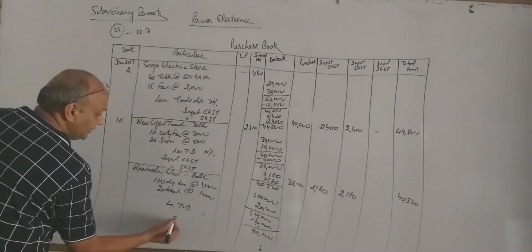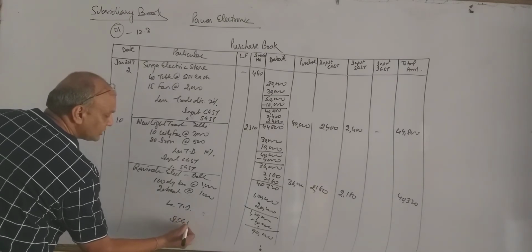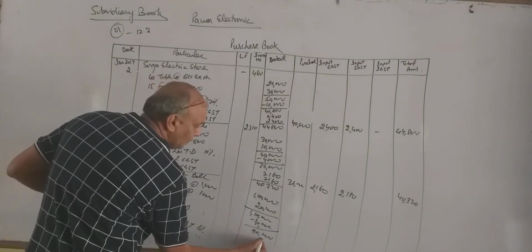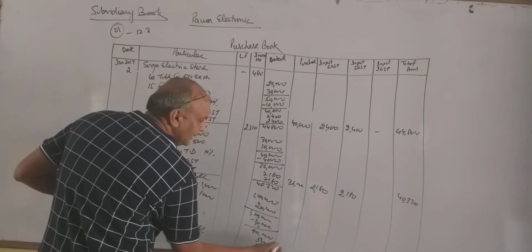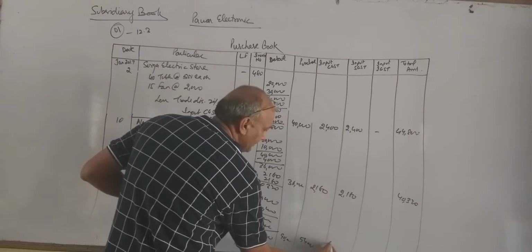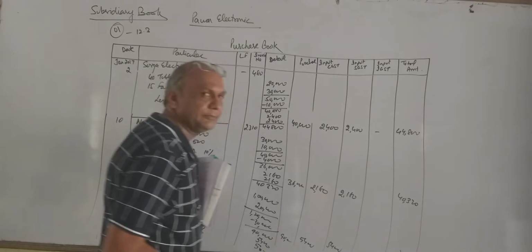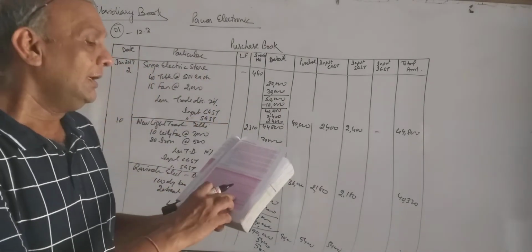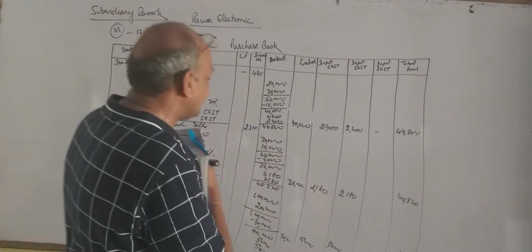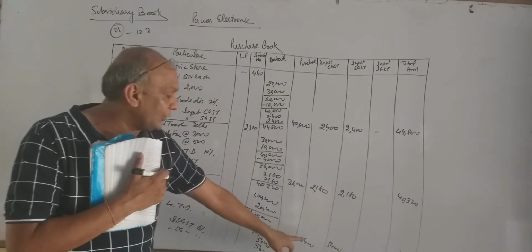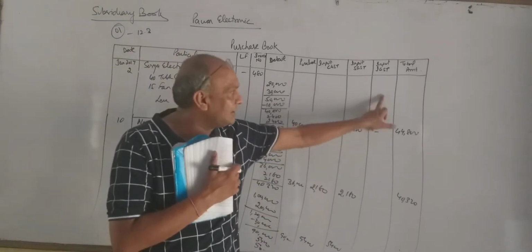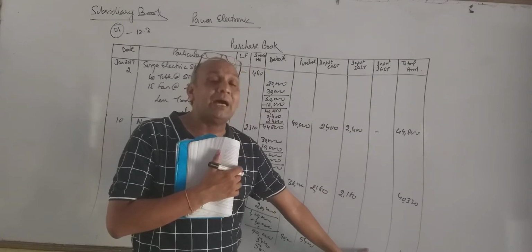Now input CGST, input SGST 6%, 5,400 each. Now here 90,000, 5,400, 5,400, and here the total will come. If this party belongs to outside New Delhi, suppose Haryana, Punjab or Rajasthan, then instead of showing CGST and SGST 6 plus 6, total 12% will be shown as input IGST.